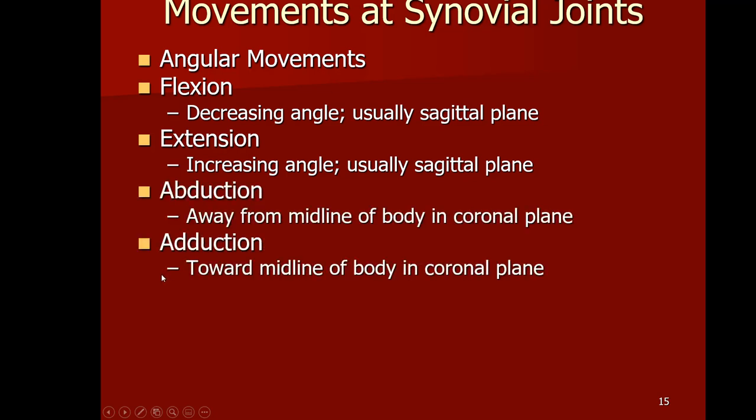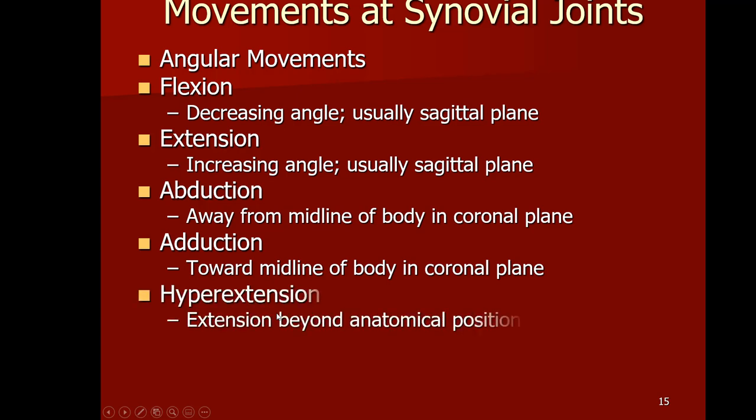Abduction versus adduction. This has to do with movement away from the midline or towards the midline. Think abduction, away from the midline; adduction, towards the midline, like you're adding to the body. This is usually in the coronal plane. We'll go through some examples of that also. Then hyperextension is just if we extend beyond the anatomical position. Some joints do this naturally, others don't.